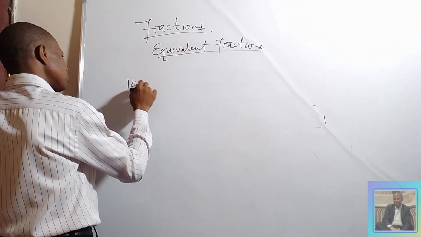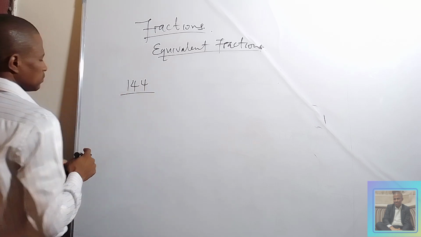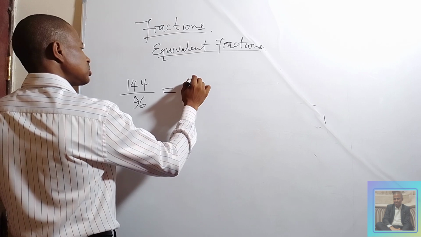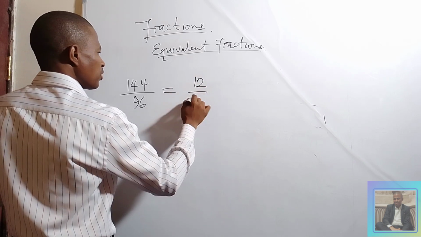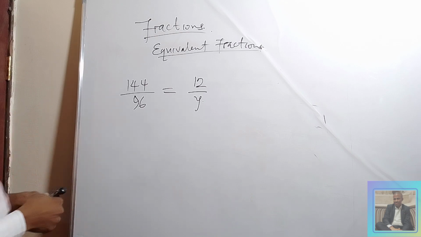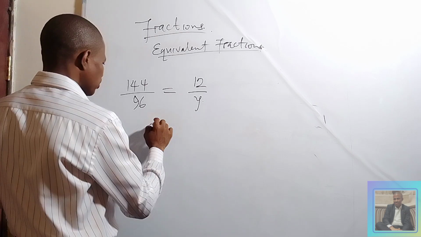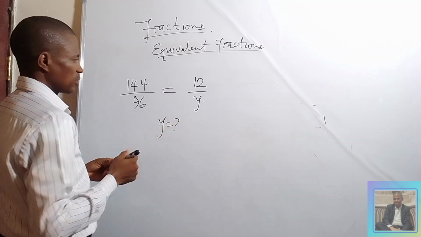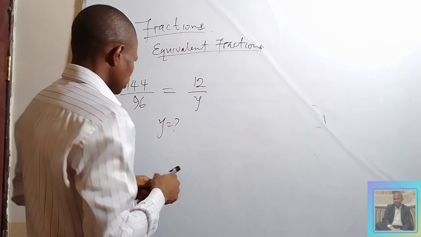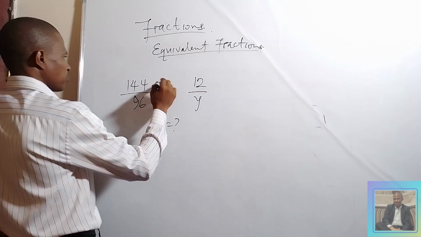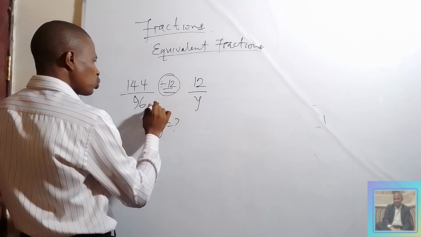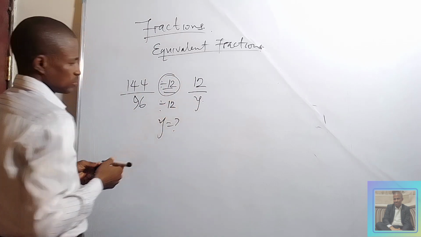We say 144 over 96, and we are told this is 12 over y. What's the equivalent fraction here? We're looking for y. How do we get y? We look at 144. What was done to 144 to make it 12? It was divided by 12, because 12 times 12 is 144. So to get our y, we also divide 96 by 12.